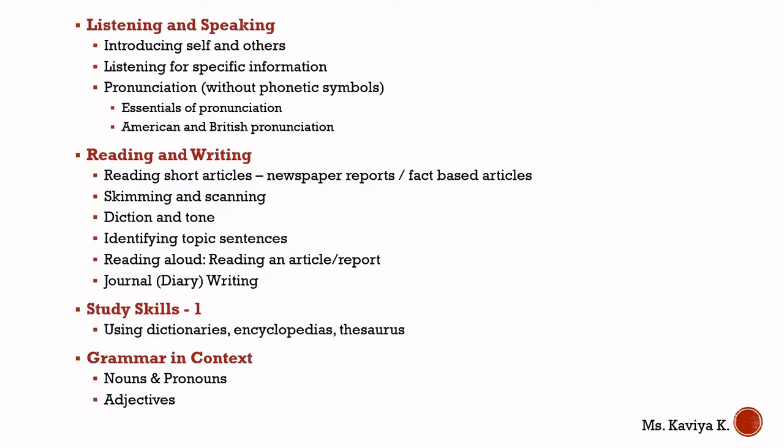In it, you will cover the essentials of pronunciation along with the American and British pronunciation of same words. Followed by this, you will be learning reading and writing skills. In this, you will learn to read short articles such as the newspaper reports or fact-based articles. The techniques that you will learn are skimming and scanning. You will also learn about diction and tone. You will also learn on how to identify the topic sentences. You will also learn about reading aloud by using an article or a report. And for the writing, you will learn to write a journal.